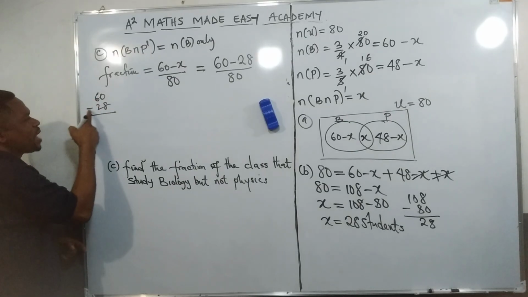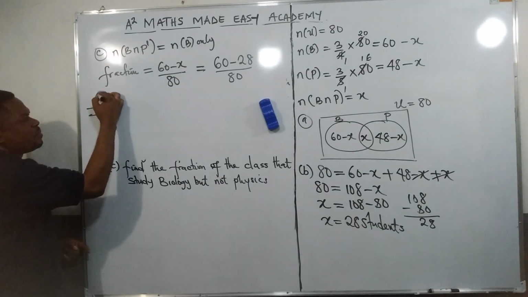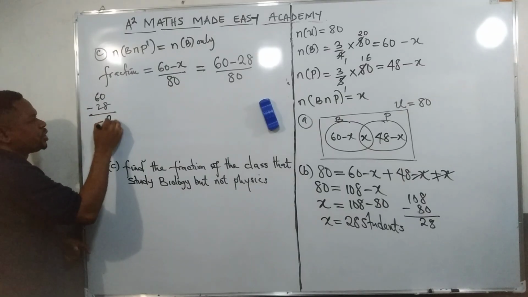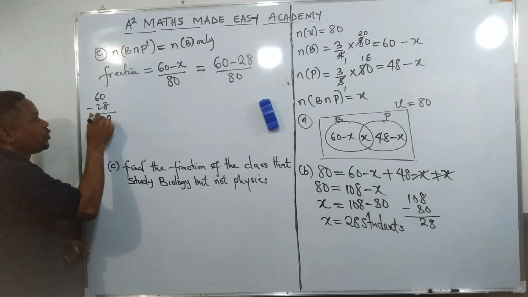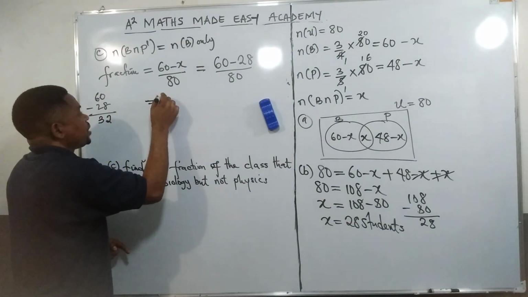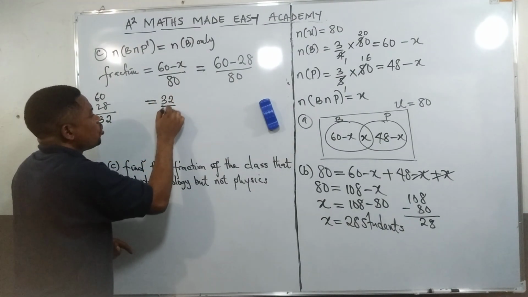Are you there? Now let us observe 60 minus 28 again. Now this 0 minus 8 cannot. Borrow one from here, making what? 10. 10 minus 8 will give you what? 2. Don't forget what is remaining here is 5. 5 minus 2 will give you what? 3. Oh my goodness, the fraction now is 32 all over what? 80.